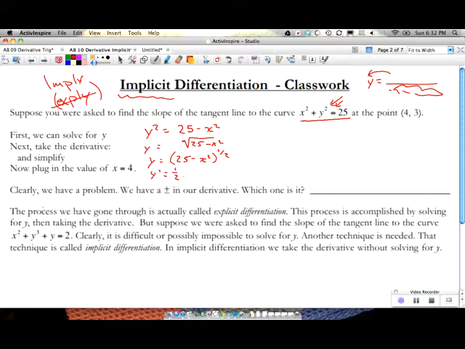y prime here would be 1/2 times 25 minus x squared to the negative 1/2, and then we'd multiply that by the derivative of the inside, which in this case would be negative 2x. Now, it does have a problem because there's a little bit of ambiguity in here. In this square root part of the result, is it the positive square root or is it the negative? We don't know. We'd need more information. It's not really determined. So that's explicit differentiation.